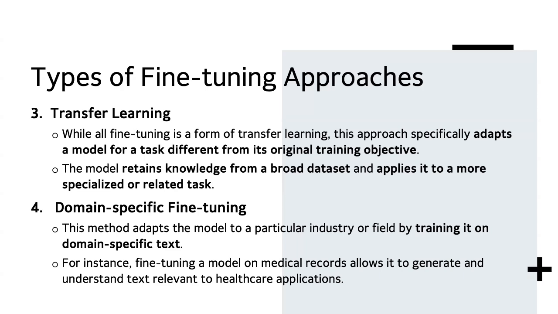This method adapts the model to a particular industry or field by training it on domain-specific text. For example, fine-tuning a model on medical records allows it to generate and understand text relevant to healthcare applications.